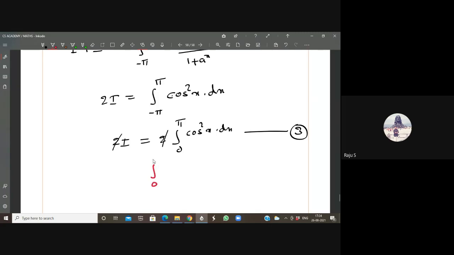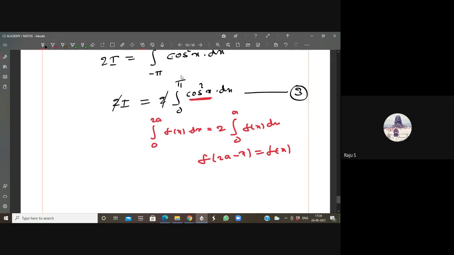Integral 0 to 2a of f of x dx can be written as 2 times the integral 0 to a of f of x dx, where f of 2a minus x is equal to f of x. You can observe, students, if it is an even function, we can write like this. What about cos square, even? Cos square is even. So shall I write here pi as 2 into pi by 2, comparing with 2a? So I is equal to, on the right side, again 2 times the integral 0 to pi by 2.